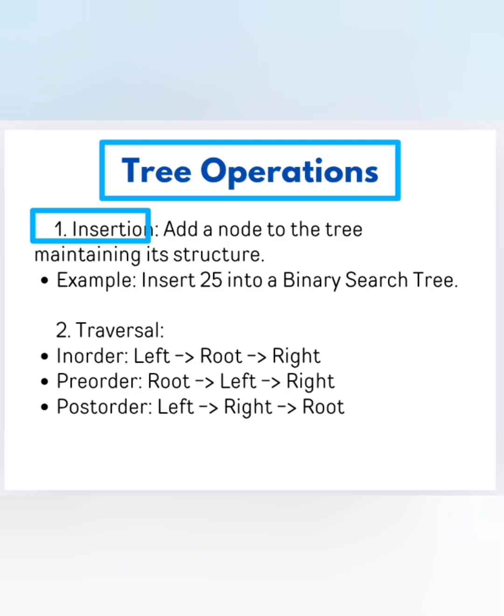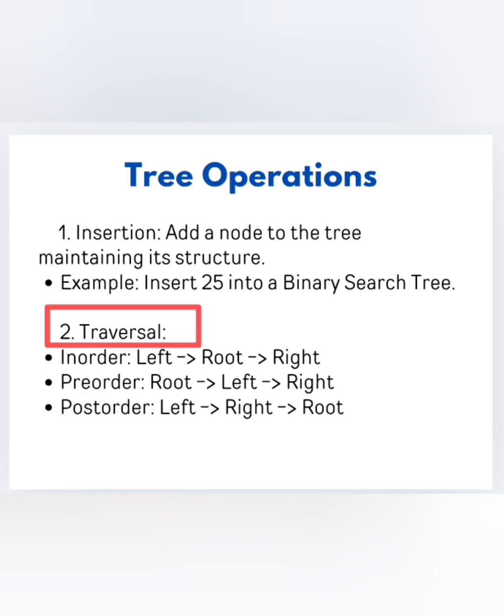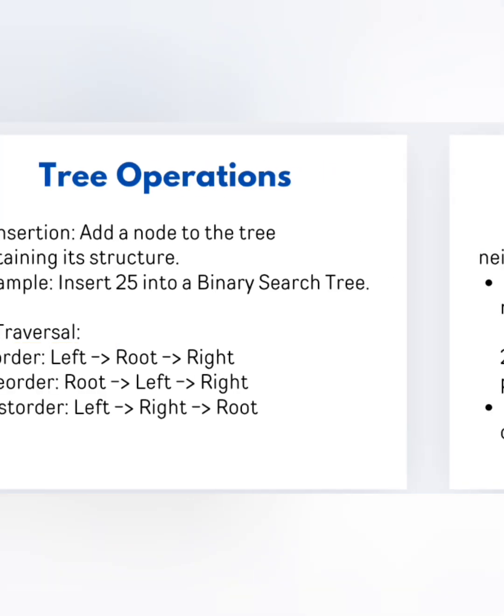The next and most important operation on a tree data structure is the traversal operation. Traversal can be performed in three orders: in-order, pre-order and post-order. In upcoming videos we will see the detailed tree traversal operations. Right now I am just giving you the introduction.